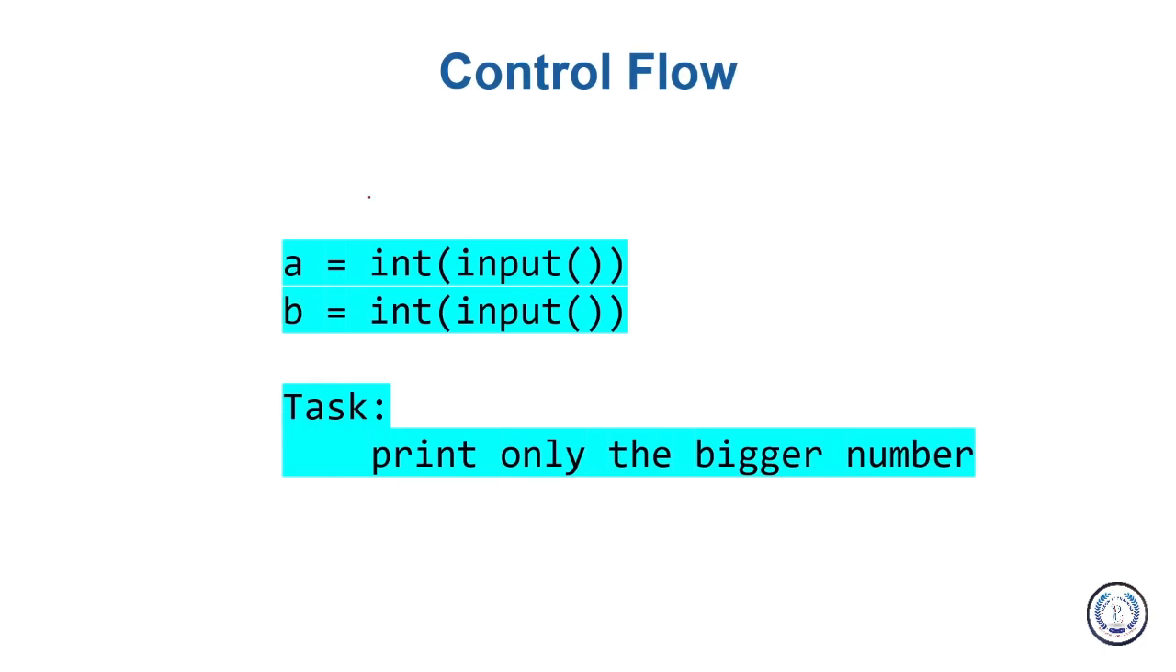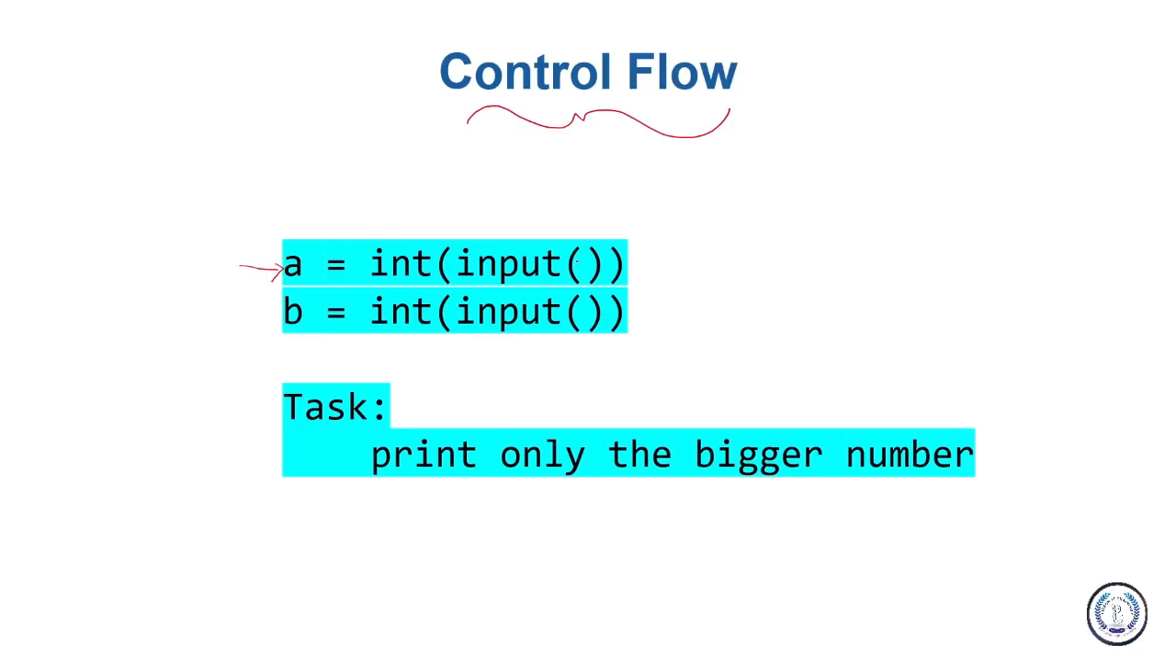Okay, we are in control flow, the most interesting part of any programming language. Well, assume that you have two numbers. You have taken two numbers from the user, A. You have taken that number from the user using input.